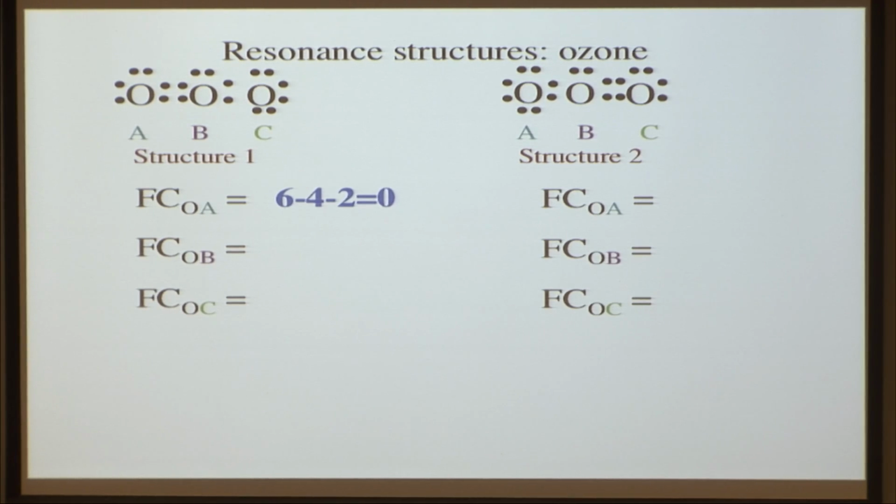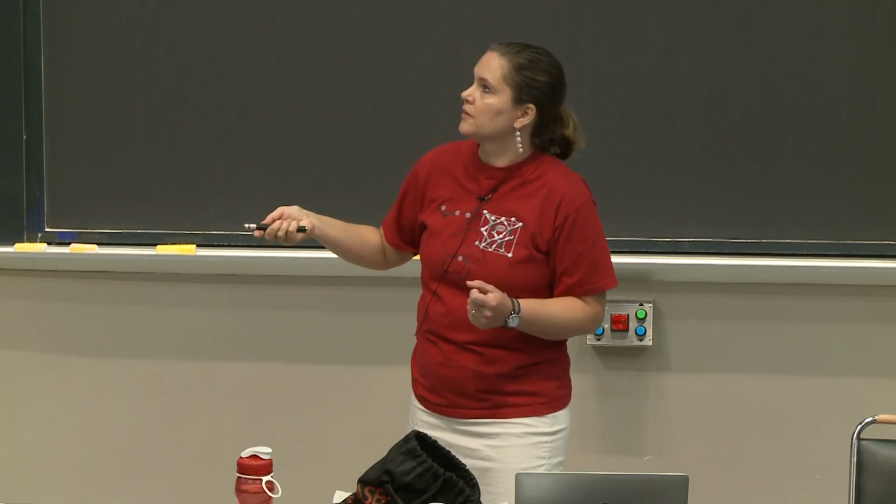For oxygen B over here, we again have 6 valence electrons, and we have 2 lone pair electrons. We have 6 bonding electrons, so half of 6 is 3, which is +1. And on oxygen C over here, 6 minus 6 lone pair electrons, minus half of 1 bond, so half of 2 is 1, which is -1. Overall, the charge here is neutral, and that's good because it's a neutral molecule.